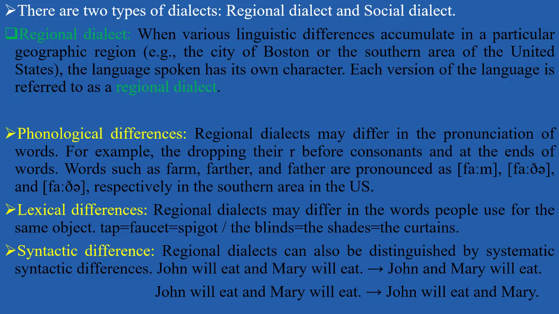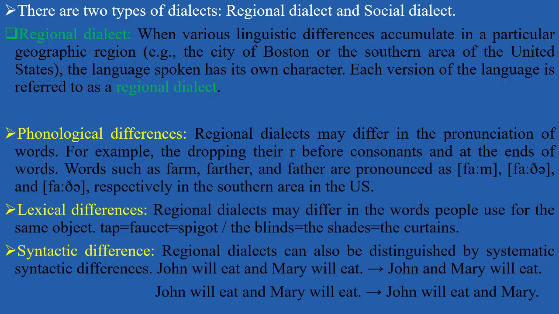Regional dialects might differ in the words people use for the same object. So we have tap for sit, spigot for the same thing. We have blinds, the shades, the curtains. Again, these refer to the same thing, but the difference is only lexical, and you can find these differences whenever we move from one regional dialect to another.